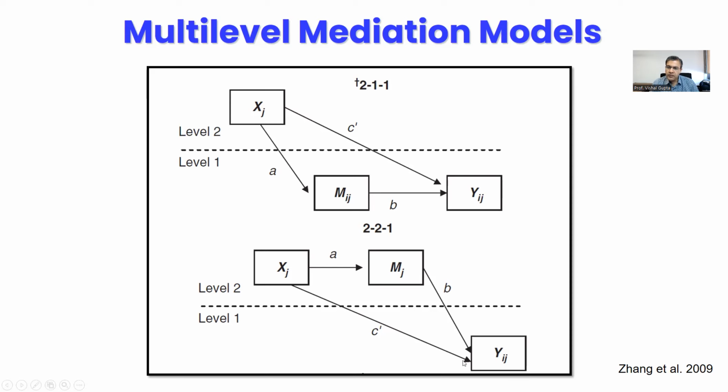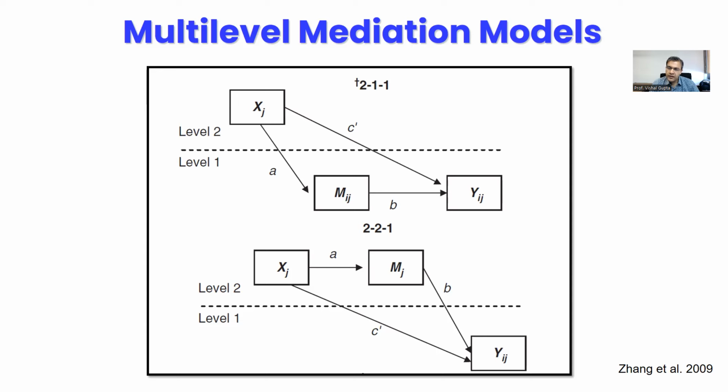This is not a problem in the 2-to-1 model, because in a 2-to-1 model your mediator is actually at level 2. So this is not a problem at all. The only issue is when you are doing 2-1-1, which you will have to keep in mind: instead of using one variable Mij, you will create two variables, W dot Mij and M dot J, and use them in the equation, and then use the coefficient associated with M dot J.